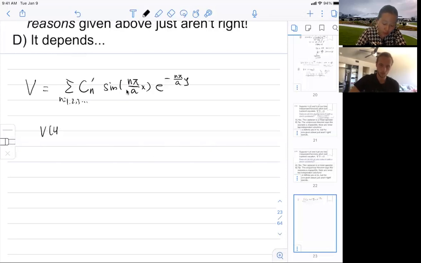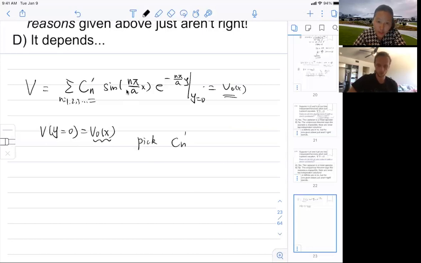Because once you want y equals 0, this is the bottom wall, you have some kind of particular function. You can always set this at y equals 0 equal to V naught of x. You can always pick your combination of a series of C sub n, the constants, so that this boundary condition is satisfied. So it is always possible, and you can set your boundary to be however you want, and your solution just has to change to match that.